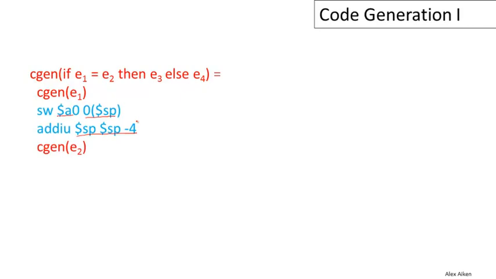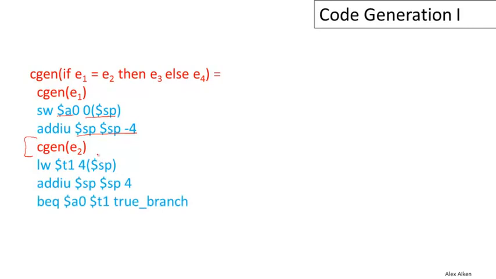Now we've evaluated both of the arguments to the predicate. The result of E2 is in the accumulator, and the result of E1 is at the top of the stack because, again, the evaluation of E2 will preserve the stack. So now we load the value of E1 back into a temporary register, and we pop the stack. And then we can actually do the comparison. So now we do a branch equal. So if the value of E2 in A0 is equal to the value of E1, then we branch to the true branch. Otherwise we're going to fall through if they're not equal. And we'll call that the false branch.